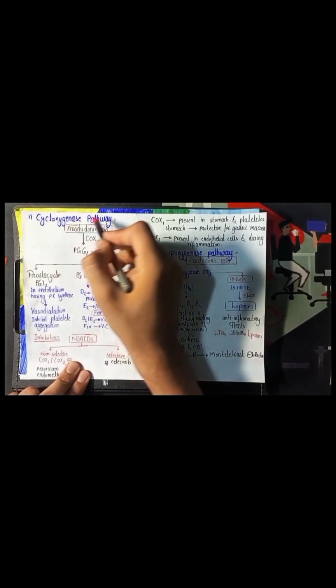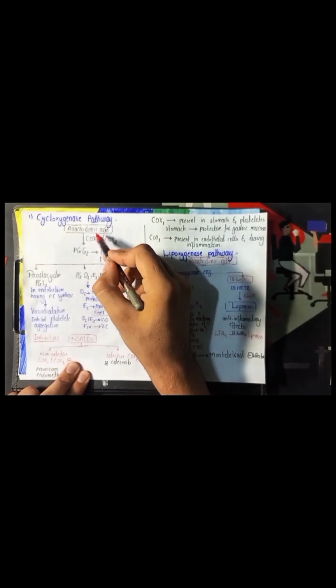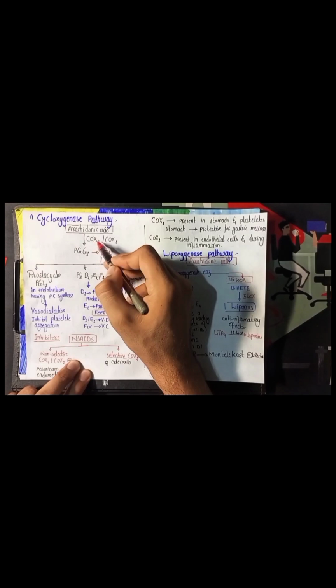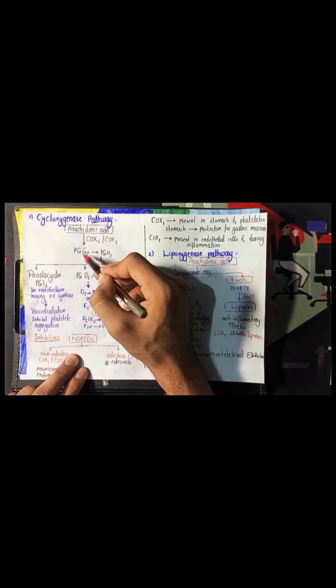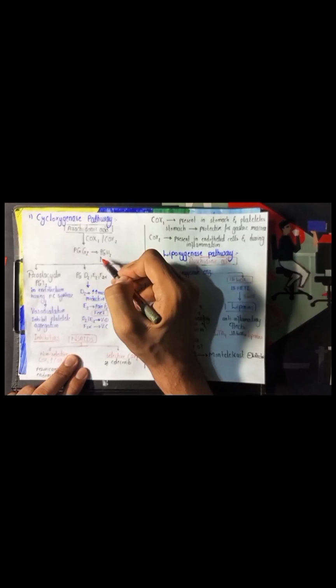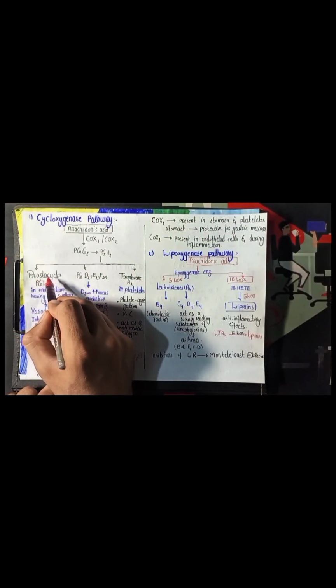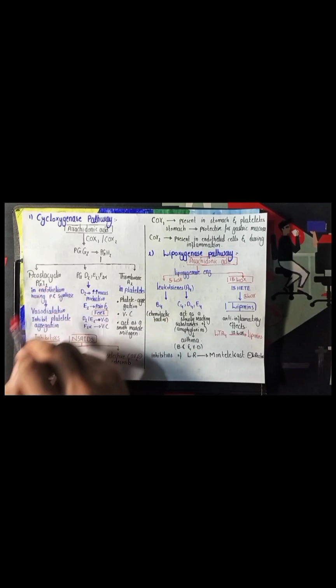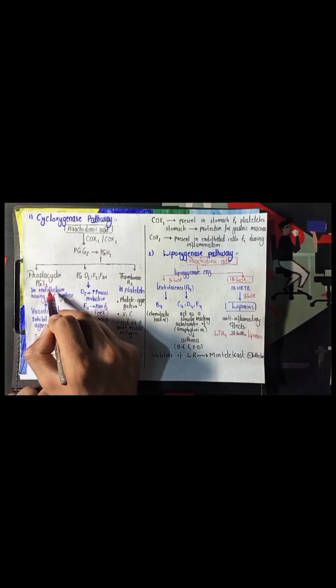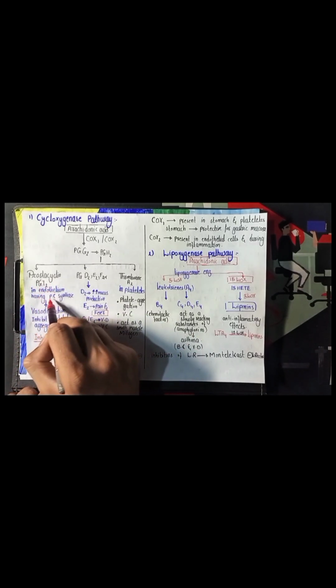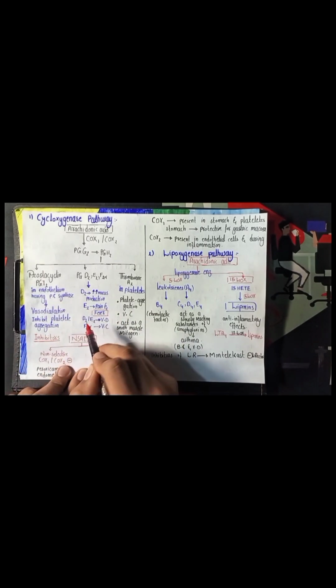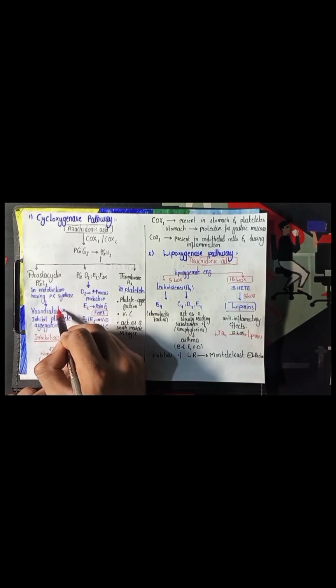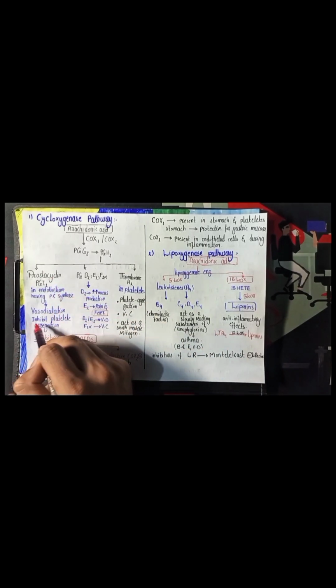So first we have the cyclooxygenase pathway. In this pathway, arachidonic acid is converted with the help of COX-1 and COX-2 enzymes into prostaglandin G2 and then into prostaglandin H2. Prostaglandin H2 then forms multiple products. The first one is prostacyclin or prostaglandin I2. Prostacyclin is formed in the endothelial cell with the help of prostacyclin synthase enzyme. This prostacyclin causes vasodilation of the blood vessel, and similarly it also inhibits the aggregation of platelets.